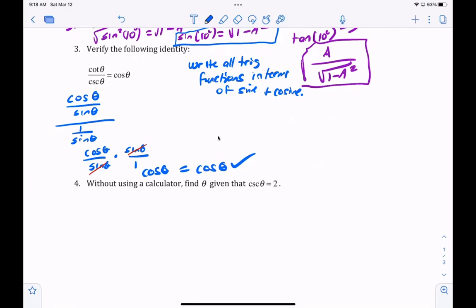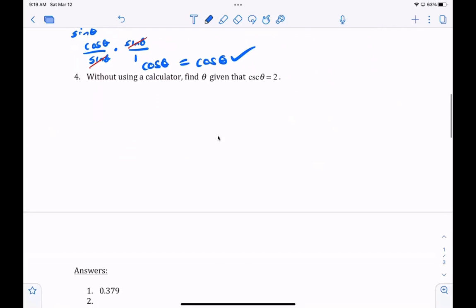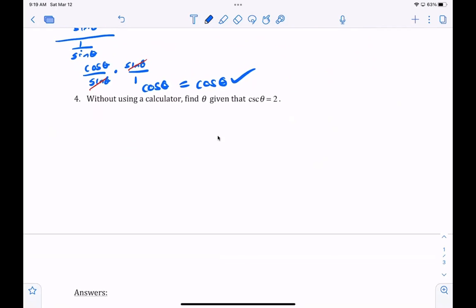Problem 4 says, without using a calculator, find theta, so the angle, such that cosecant theta is equal to 2. So at this point, if we don't have a calculator, there's only a few angles that we could have. And those are the ones that are coming from the 30, 60, 90 right triangle or the 45, 45, 90 triangle. So I am going to use the 30, 60, 90 triangle. As you do more examples, you'll recognize that when you have cosecant theta of 2, that's the triangle you need to use.